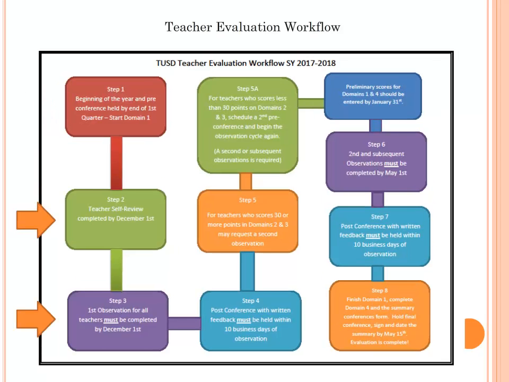After the beginning of the year conference, the evaluator should begin to score Domain 1. Domain 1 is continuously scored throughout the evaluation process. The teacher must complete their self-review by December 1st. All teachers must be observed by December 1st. Written feedback and conference within 10 days of the observation.